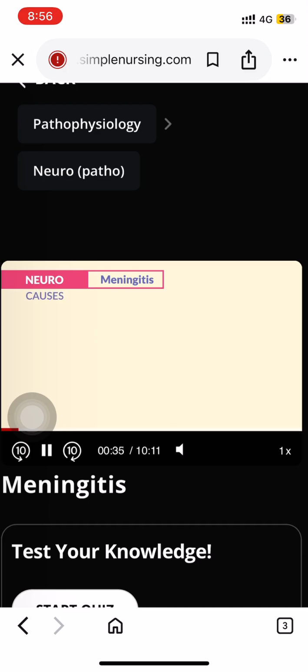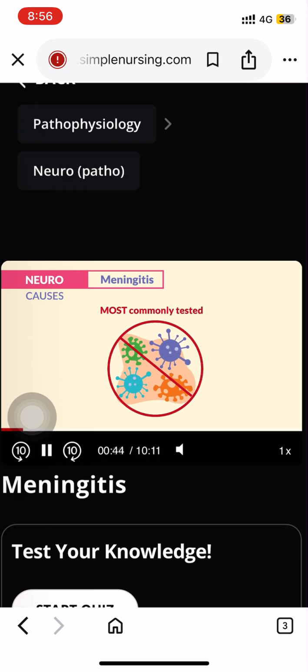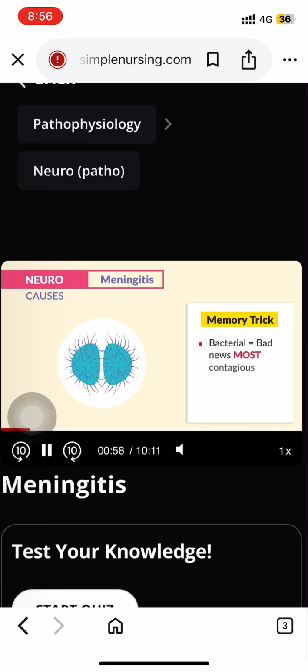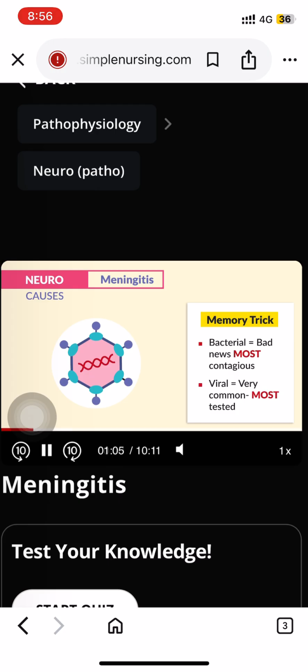Now, the causes of meningitis are very simple, typically due to infection, head trauma, or even an autoimmune disease like lupus. But infection is the most commonly tested since it's the most common cause. For infection, we have 2 types, viral, which is the most common, and bacterial, which is far worse since it's most contagious. So the memory trick we use is bacterial, think bad news, since it's the most contagious. And for viral, just think very common, since it's the most tested.